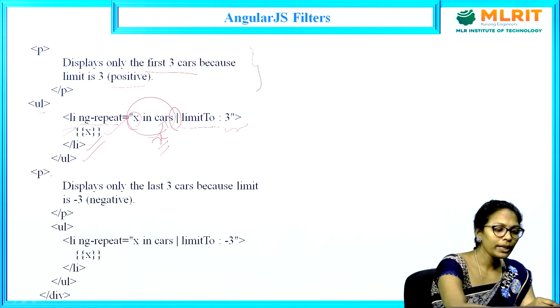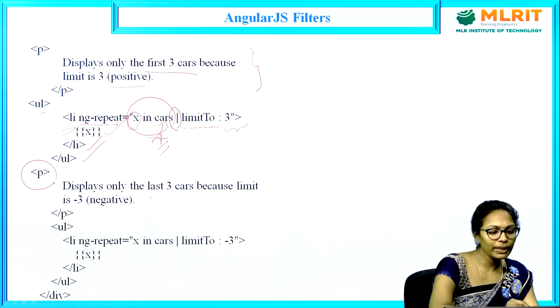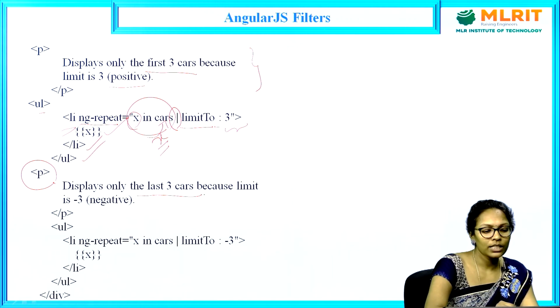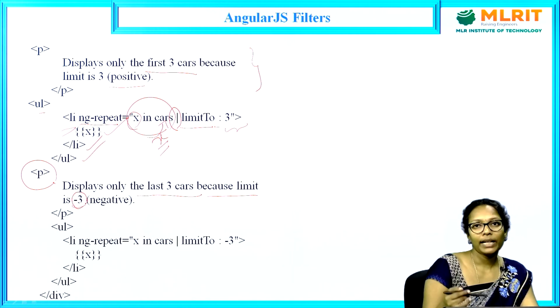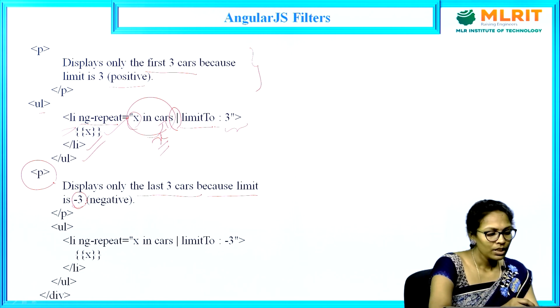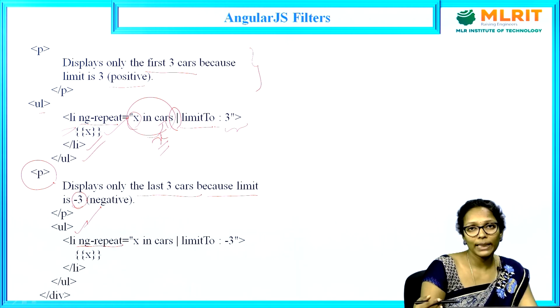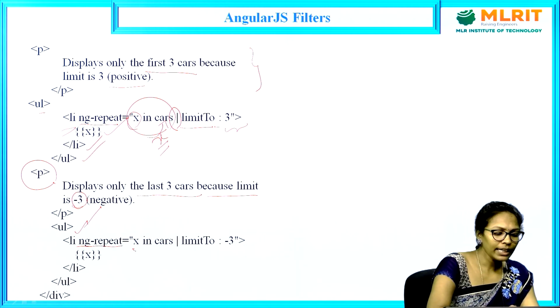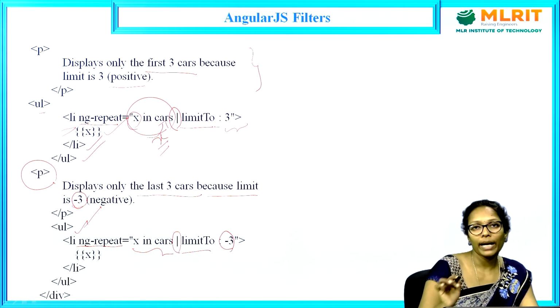Again, I am opening one more paragraph for understanding purpose. What is this message for? It displays only the last 3 cars because I am giving the limit as -3. -3 in the sense it starts from the bottom. So again, an unordered list, a list item will be added here using ng-repeat. Why? Because again we have multiple iterations, right? Again, x in cars, you are applying a filter. The filter name is limitTo, but the limit is now -3.